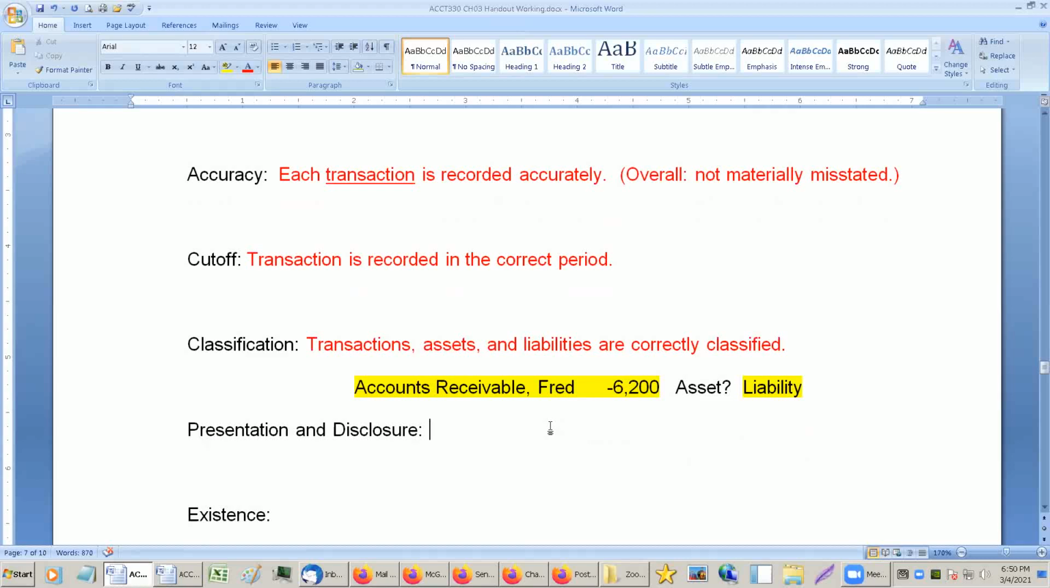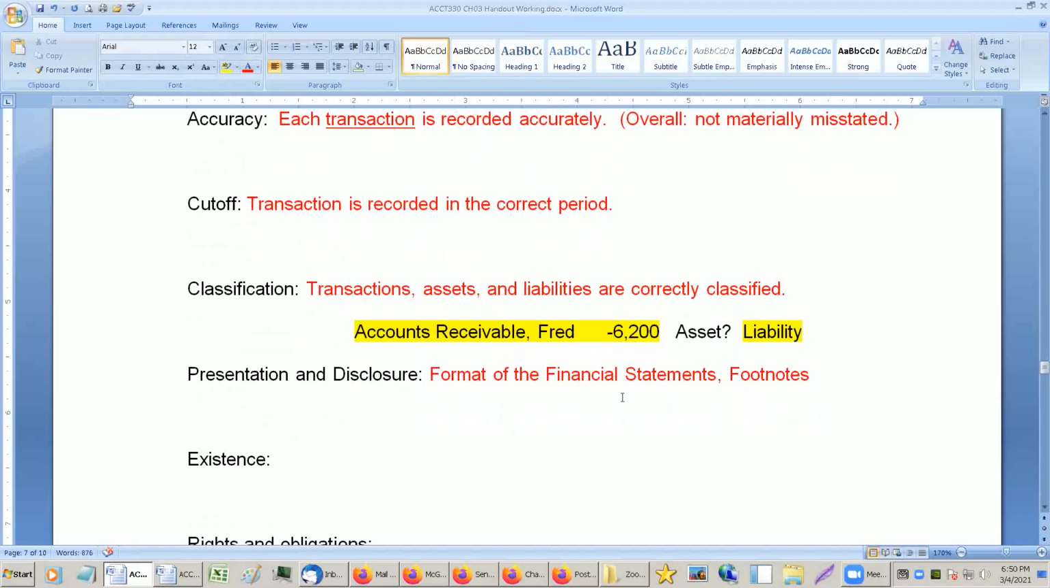Okay, presentation and disclosure. Presentation is the format of the financial statements, but also the footnotes. And you guys probably know that footnotes a lot of times will have a lot of information in there. They'll tell you how you depreciate stuff, how the inventory is accounted for, and all that other stuff. So presentation and disclosure: the format of the financial statements and the footnotes.